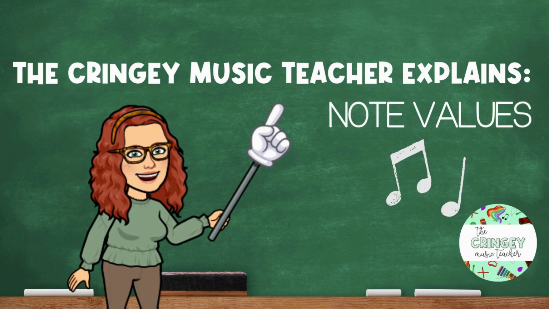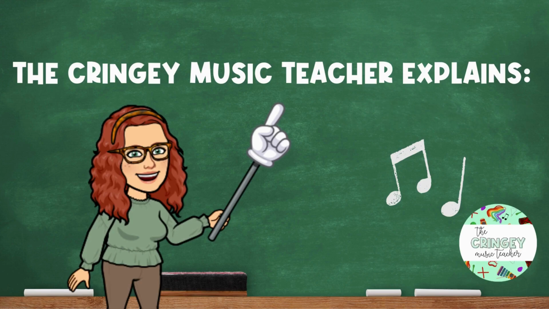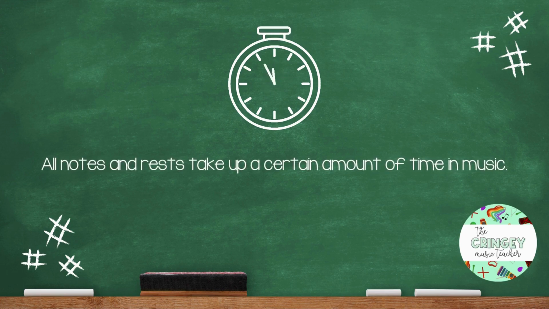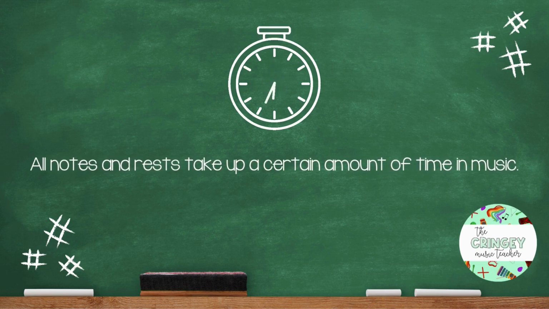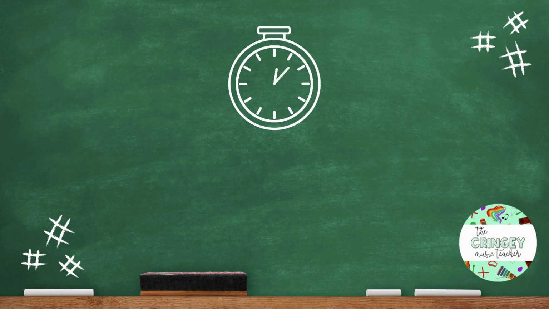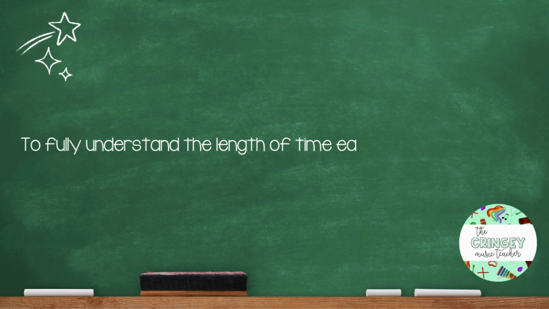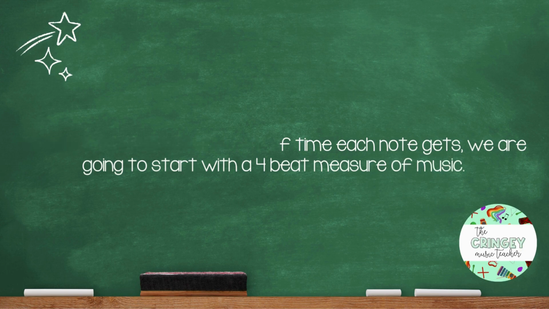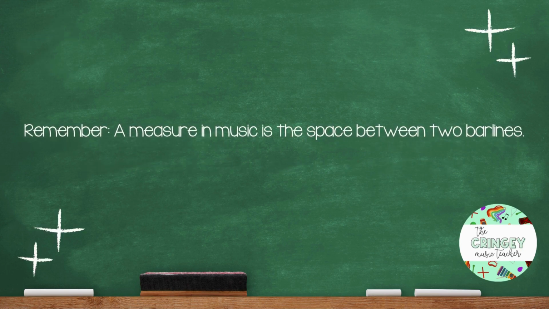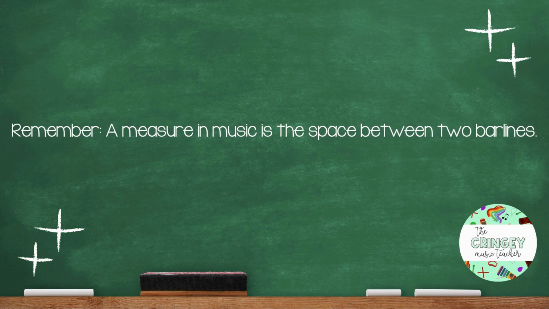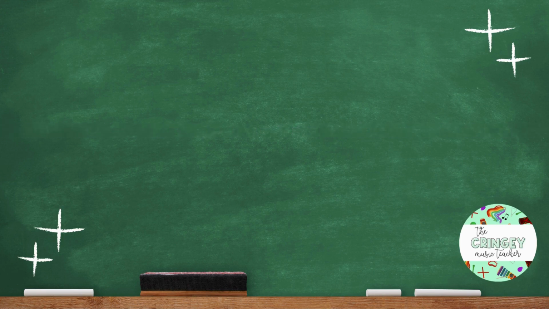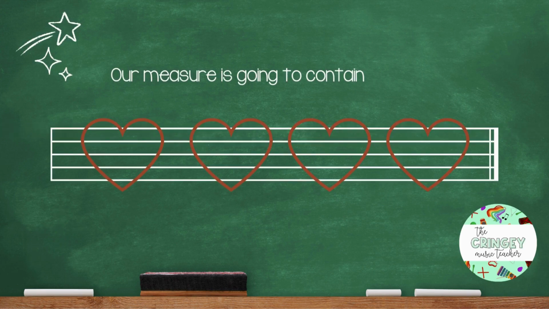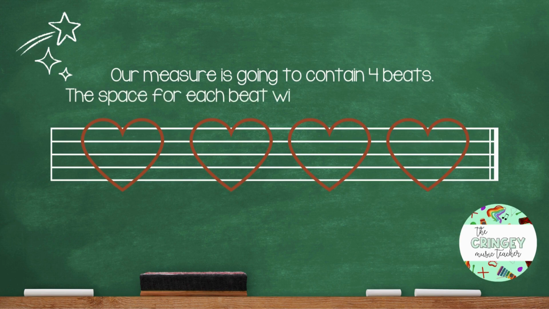The Cringey music teacher explains note values. All notes and rests take up a certain amount of time in music. To fully understand the length of time each note gets, we're going to start with a 4-beat measure of music. Remember, a measure in music is the space between two bar lines. Our measure is going to contain 4 beats. The space for each beat will be shown with a heart.